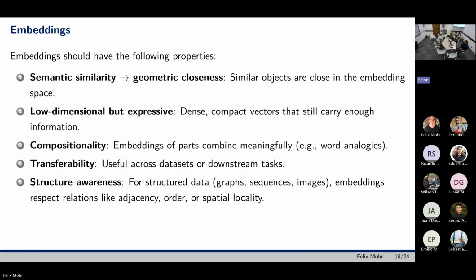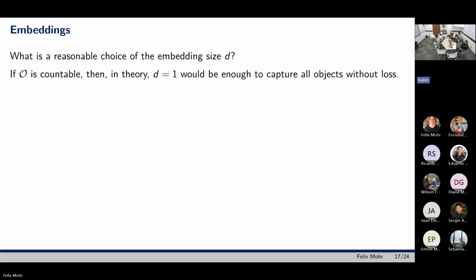Or for example, if your object is a graph, then nodes that have a lot of neighbors should be closer together. If we have two influencers in the network, they should be closer together, maybe, than isolated nodes. Okay? So this is structural awareness. All of these are a bit like soft requirements, not like we can measure this super well, but I think it gives us an idea of what we want, right?